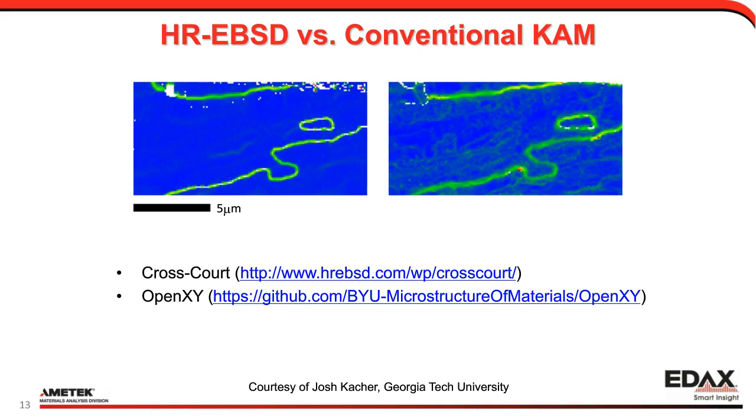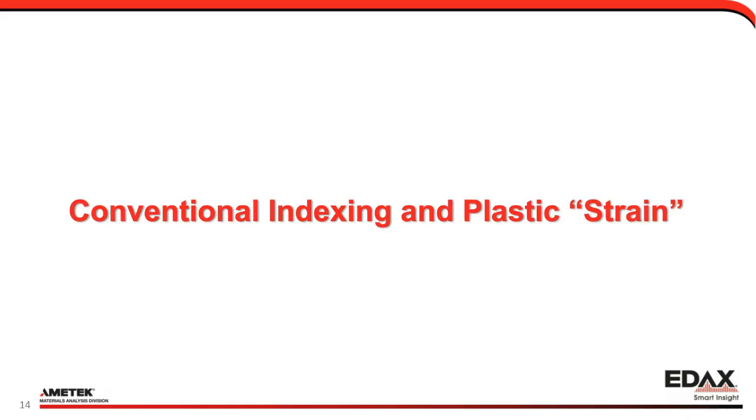There is a commercial system, CrossCourt. You can see a reference there if you want to look, or an open source system on GitHub. So let me come back to what we would do with conventional indexing and what we can learn about plastic strain.